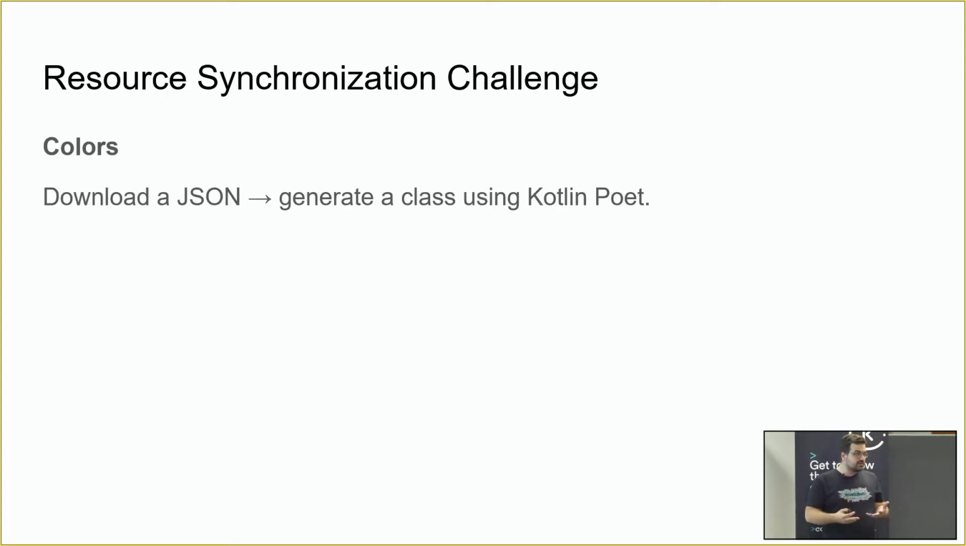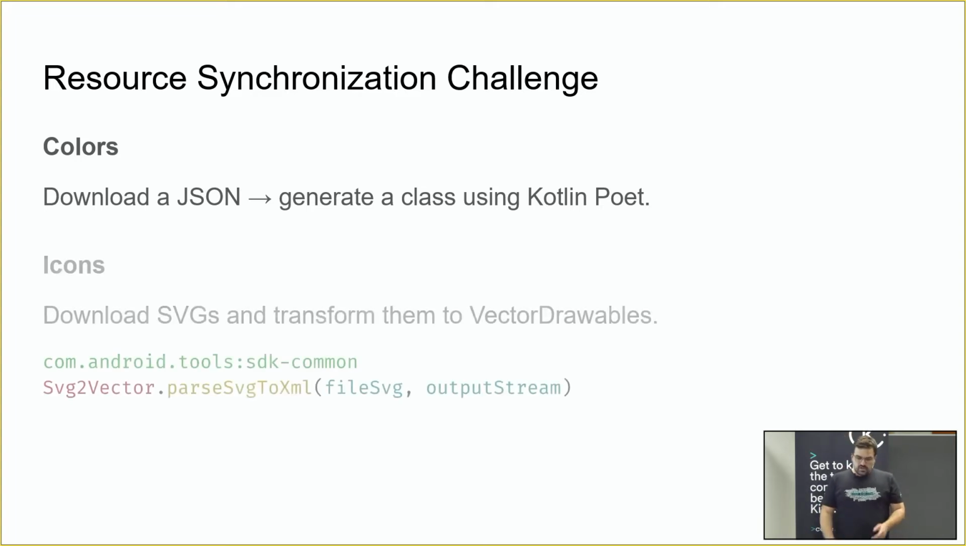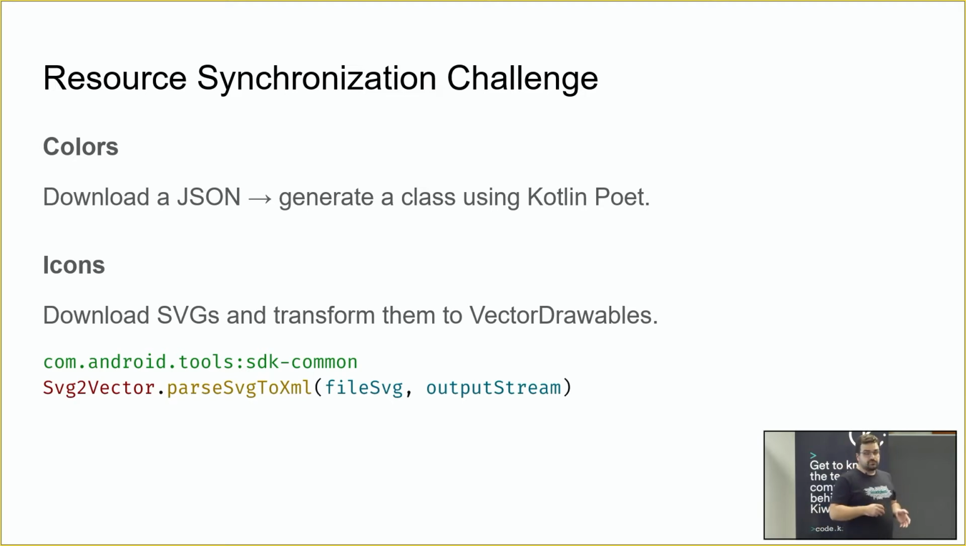So how to build this design system? Basically, we need to synchronize those basic foundation resources to be in sync with other teams. So how to get our colors into Orbit Compose? That's not so difficult. We download the JSON and then we generate a Kotlin class. We use KotlinPoet. Quite easy. Icons are a bit more difficult. Our designers export those icons as SVGs, and we need to convert them to vector drawables. And we need to do this automatically every night.